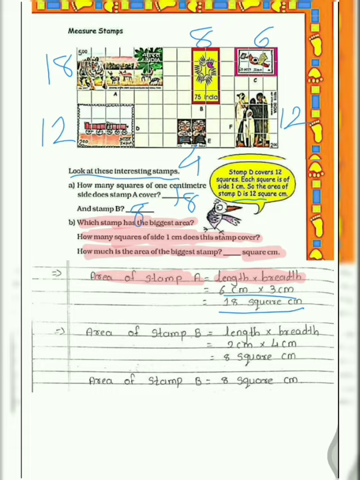Okay, next one, area of stamp B. Again, length into breadth. Again we have to count here 2 boxes and in standing 4 boxes. So 2 centimeter multiplied by 4 centimeter is equal to 8 square centimeter. In the question it is given only that each square is of side 1 centimeter. That's why we are going to write centimeter. Clear? So we will write area of stamp B is equal to 8 square centimeter. Clear?